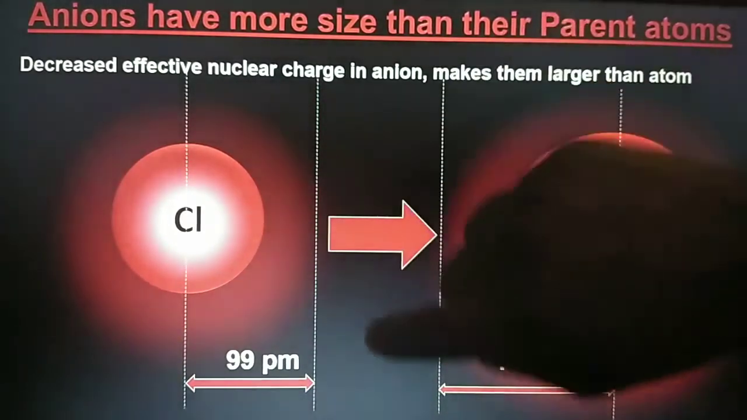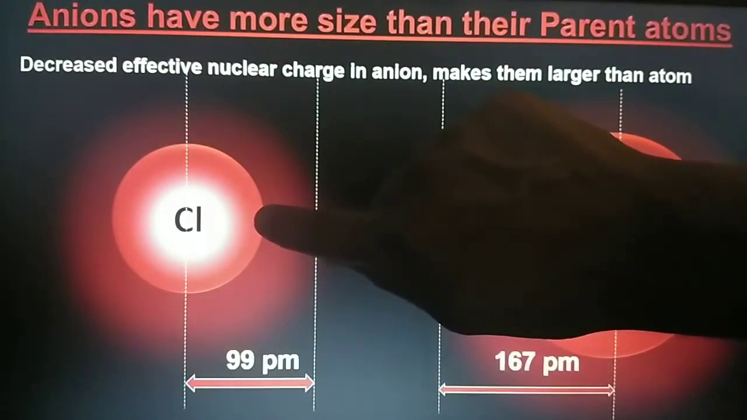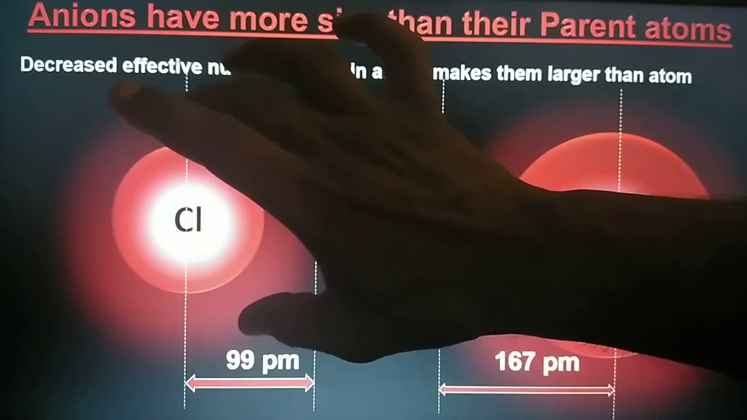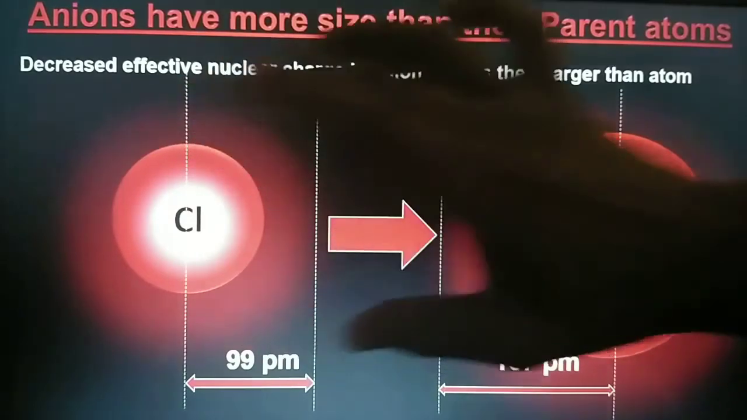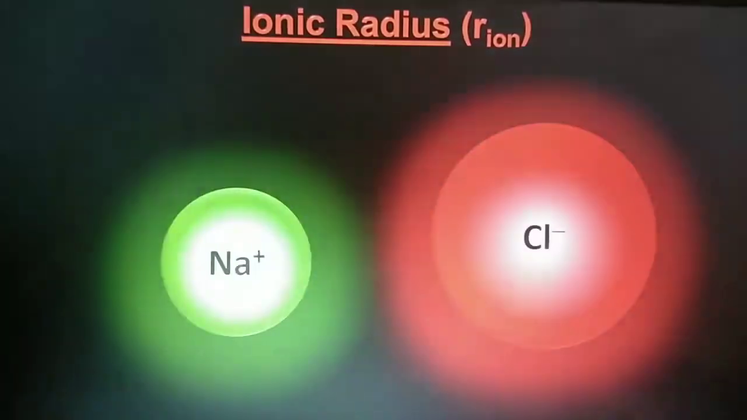Moreover, whenever an electron is added into the valence shell, the interelectronic repulsion will also increase. Therefore, we can understand this size should be larger than the atom, and this is the case. Okay. So now let us compare the cation and anion, right?